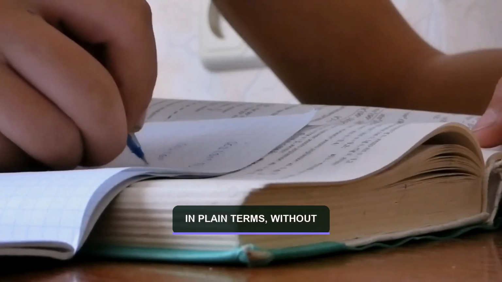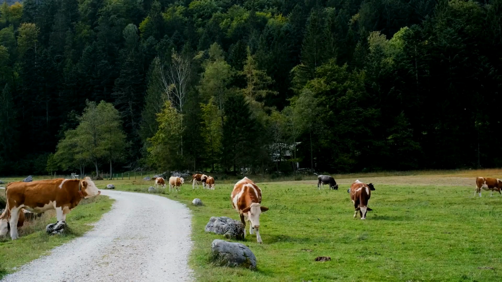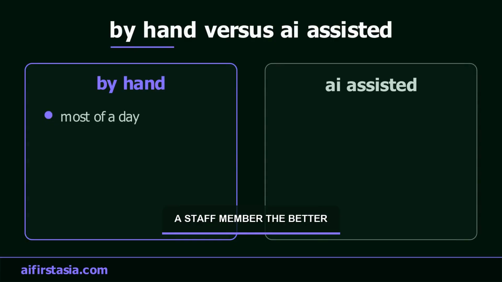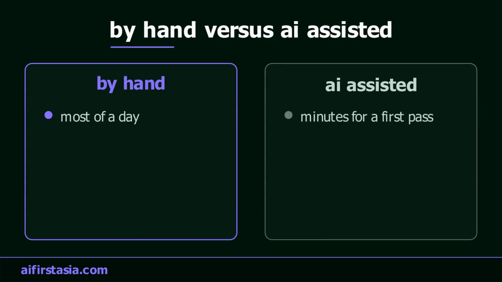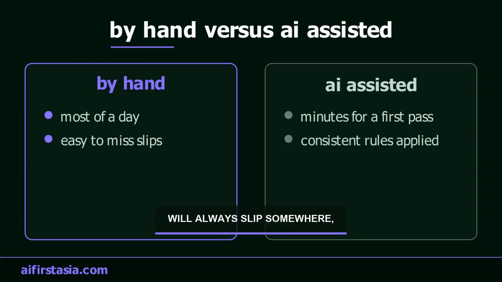Let me put the value in plain terms, without overselling it. The obvious win is time. A cleanup and summary like this might take you or a staff member the better part of a day. The AI does the first pass in minutes and you spend your time reviewing instead of grinding. The second win is fewer errors, because a person copying and retyping hundreds of rows will always slip somewhere, whereas the AI applies the same rule consistently across the whole file.